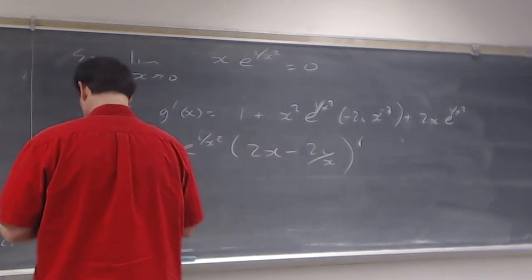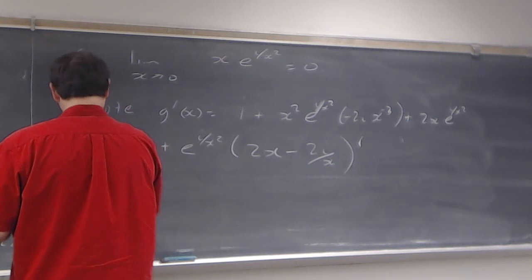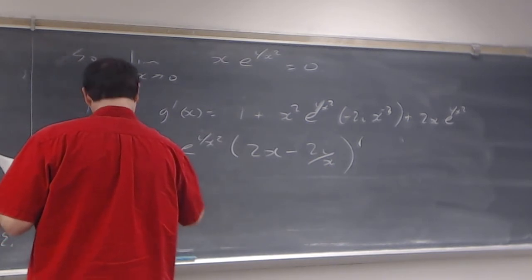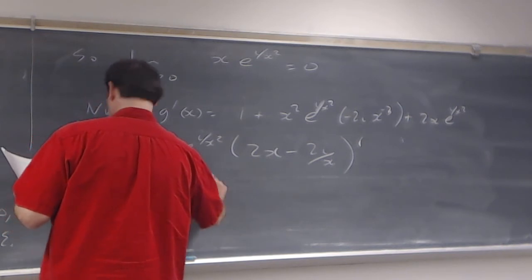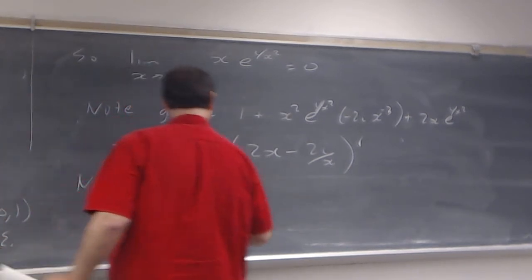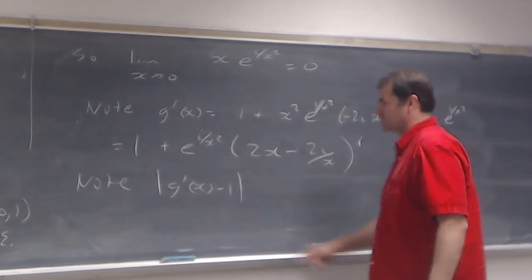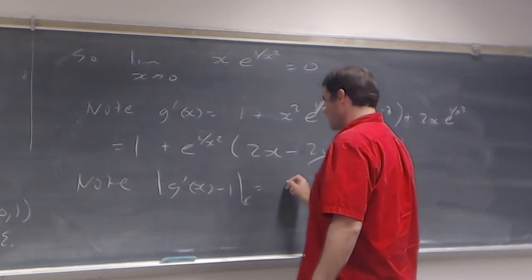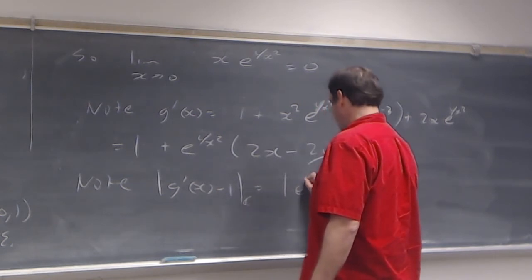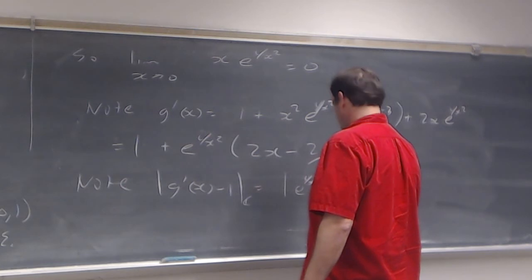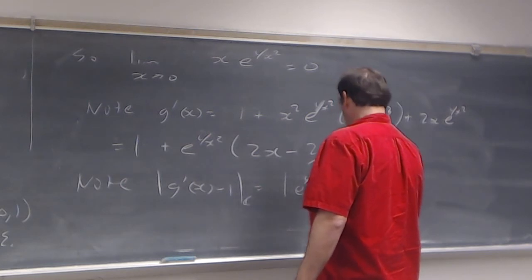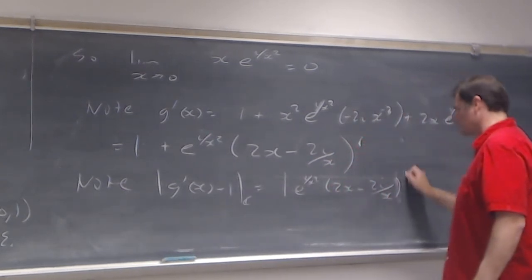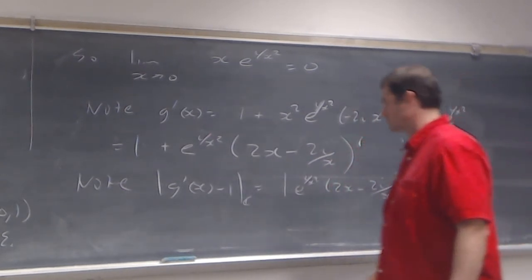Now, note that if you look at the complex absolute value of g prime of x minus 1, we work with this so that we can handle this minus 1 just a little bit. This is going to be equal to the absolute value of e to the i over x squared times 2x minus 2i over x. Okay? It's in the complex plane.